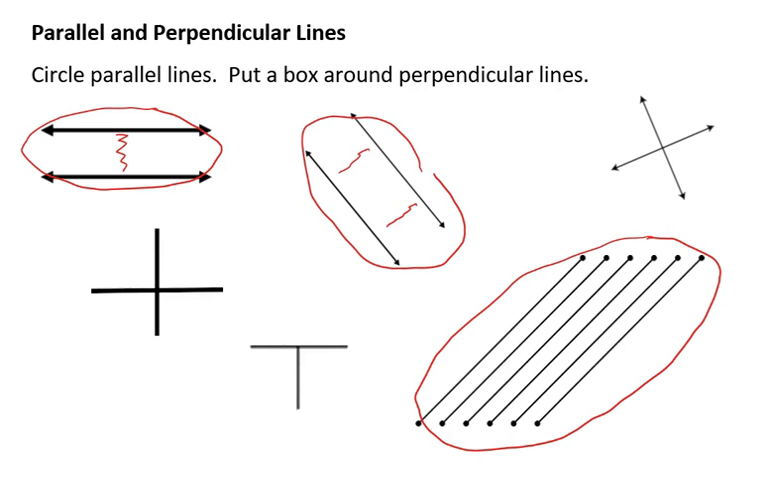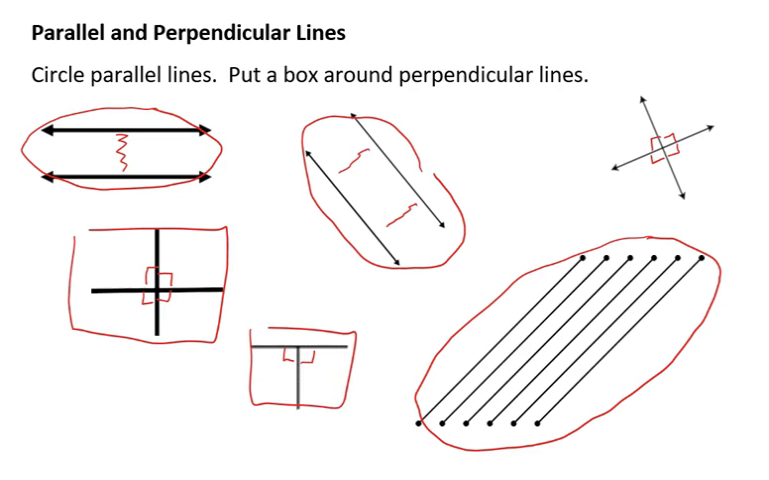Perpendicular lines intersect each other, and at the point of intersection, they make right angles. So you can see this set makes 4 right angles. Here we have 2 right angles, and up in the corner we also have 4 right angles. So these shapes are all considered perpendicular lines.